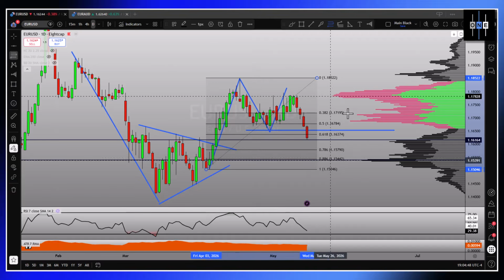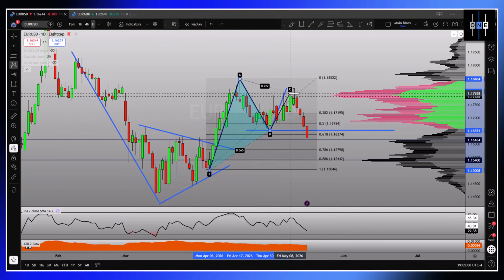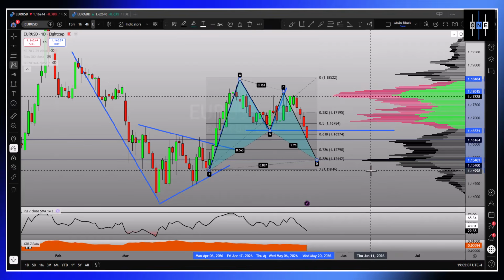So this is what puts me on alert for a bat pattern. A bat pattern completes down at our 886, so right around here. So in X to A, swing low to swing high. In A to B, our first retracement. B to C is this failed extension. And then a CD completion would complete right down here at that 886.